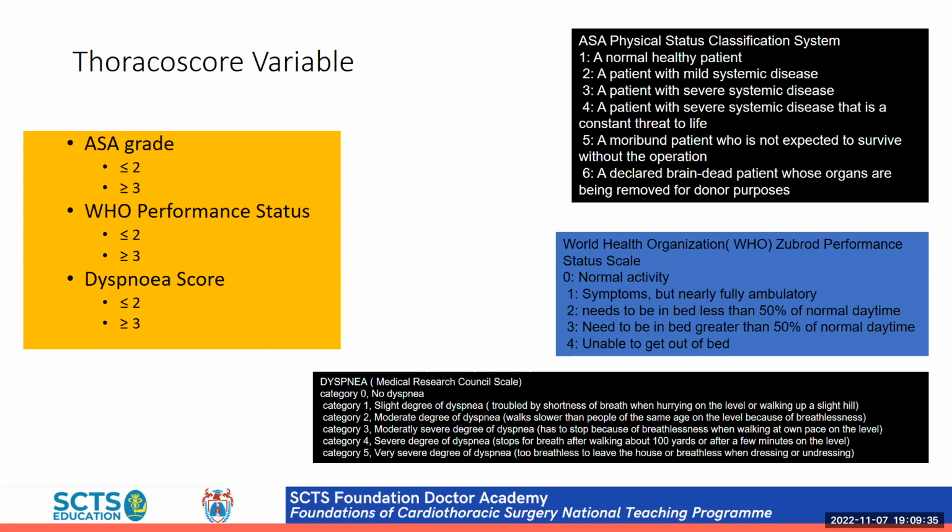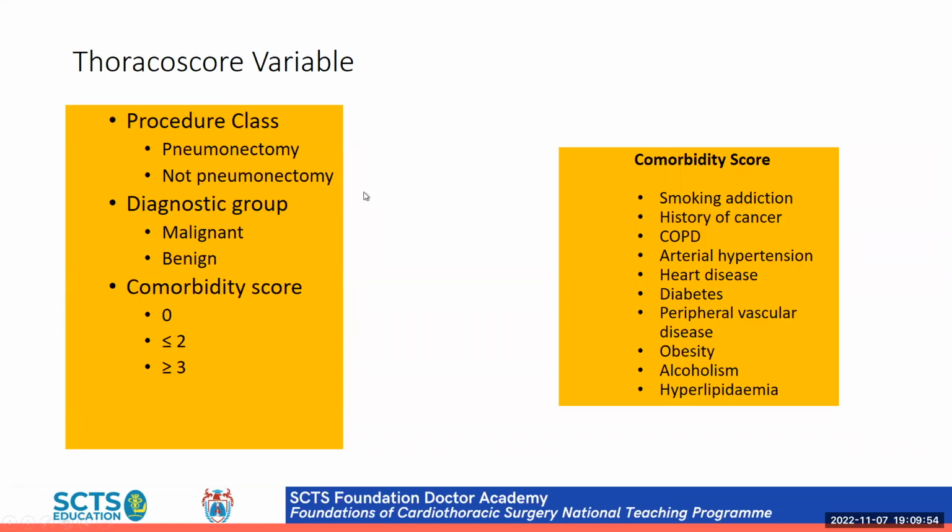The dyspnea score also applies. That's the MRC dyspnea score. So you assess your patients, how bad are they from a breathing perspective? How far can they walk before they get short of breath? Just have a look at your MRC dyspnea score and how it is calculated. Now, these are all the Thoracoscore variables that we use. We talked about pneumonectomy. This is the one that is calculated in this model. And then the comorbidities that they look at.